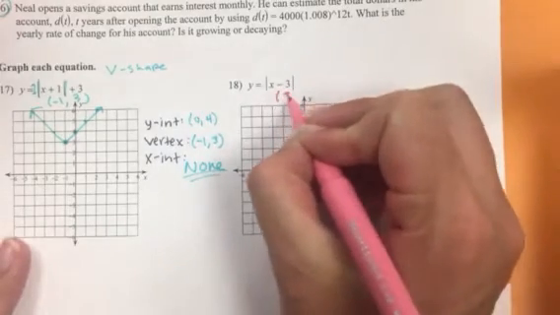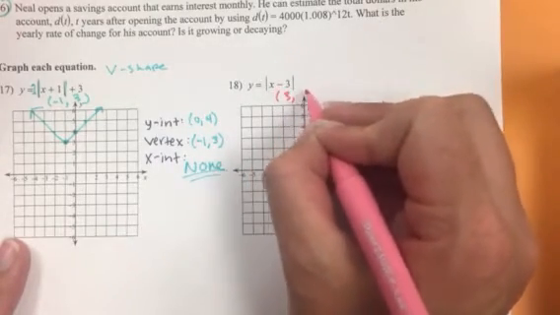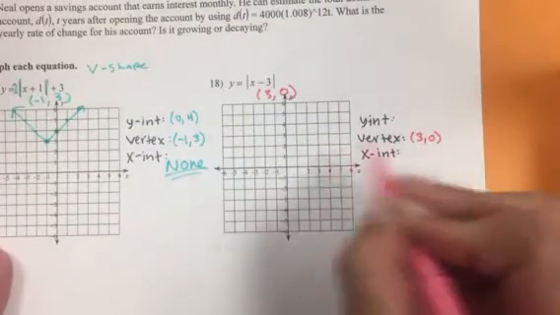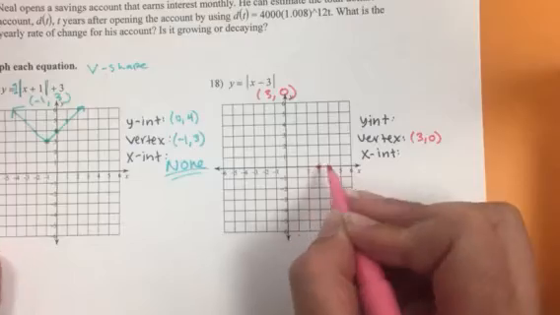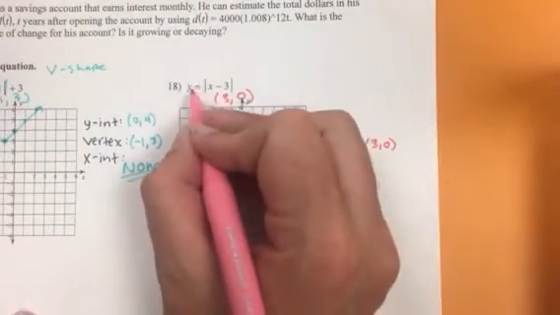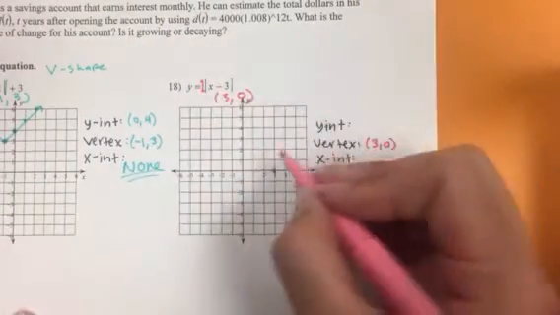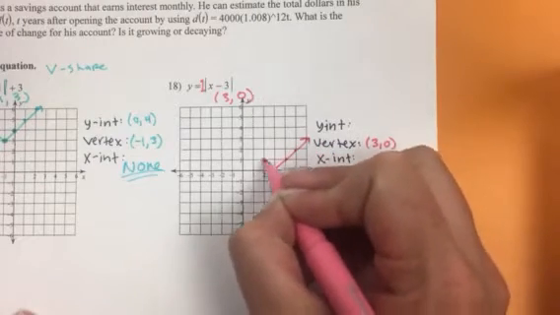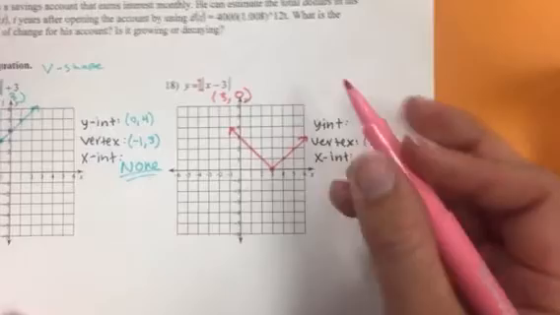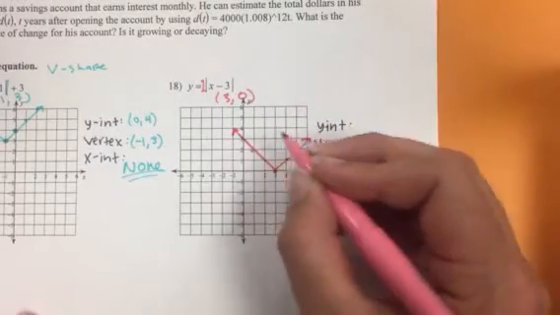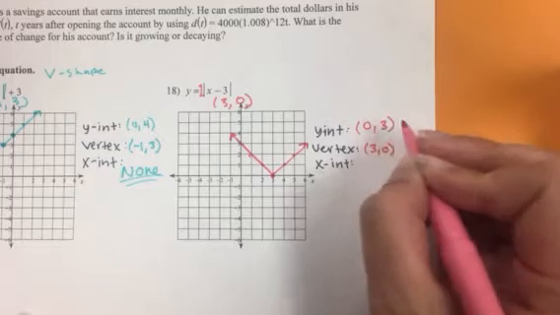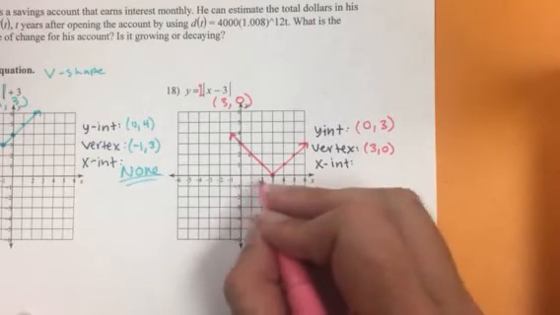We have a +3, nothing is out here, which means there's 0, nothing. Over 3, up nowhere. My slope in front, there's nothing there, so it's going to go +1 in both directions, which means my y-intercept is 0, 3, and my x-intercept is 3, 0.